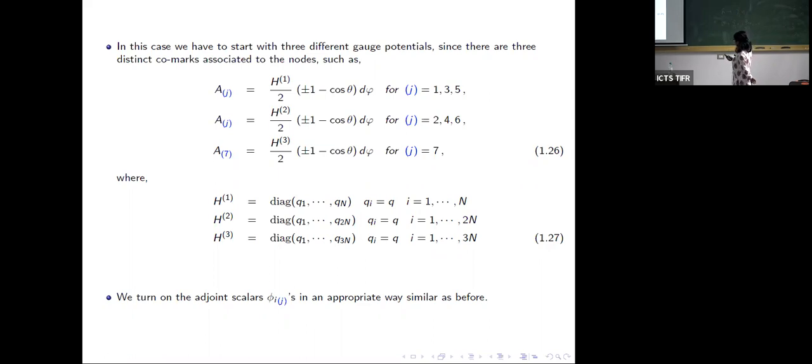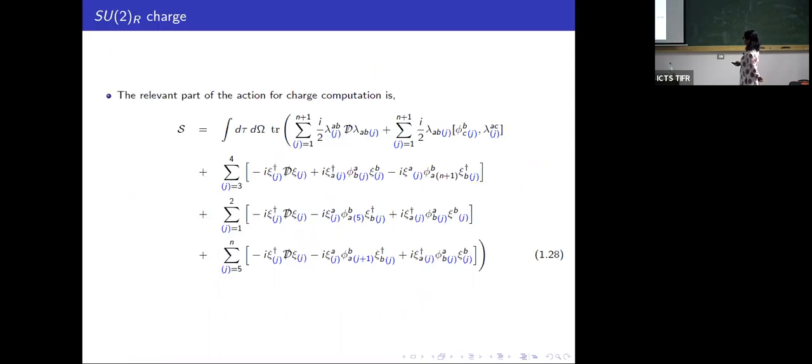Okay. Now, just like before, we can substitute these ansatz in our supersymmetry variations of the fermions. And we can see we also need to turn on an additional adjoint scalar phi I. Okay. And now we have found the BPS solutions in the theory. We want to find the effective action of the BPS background.